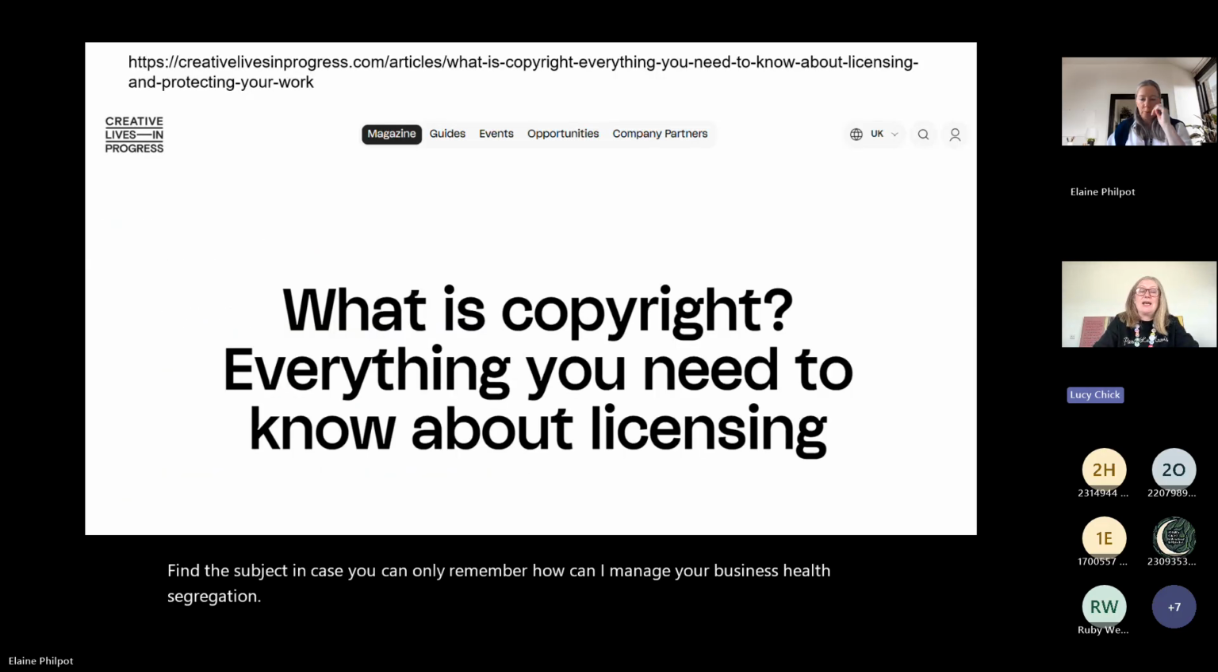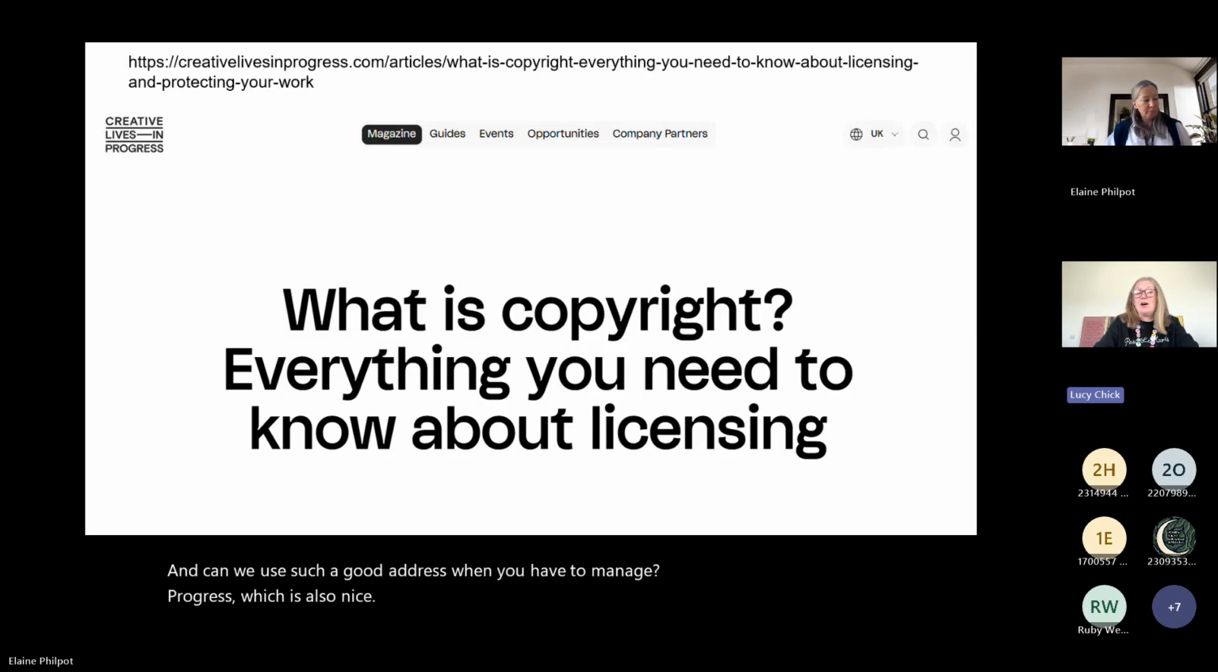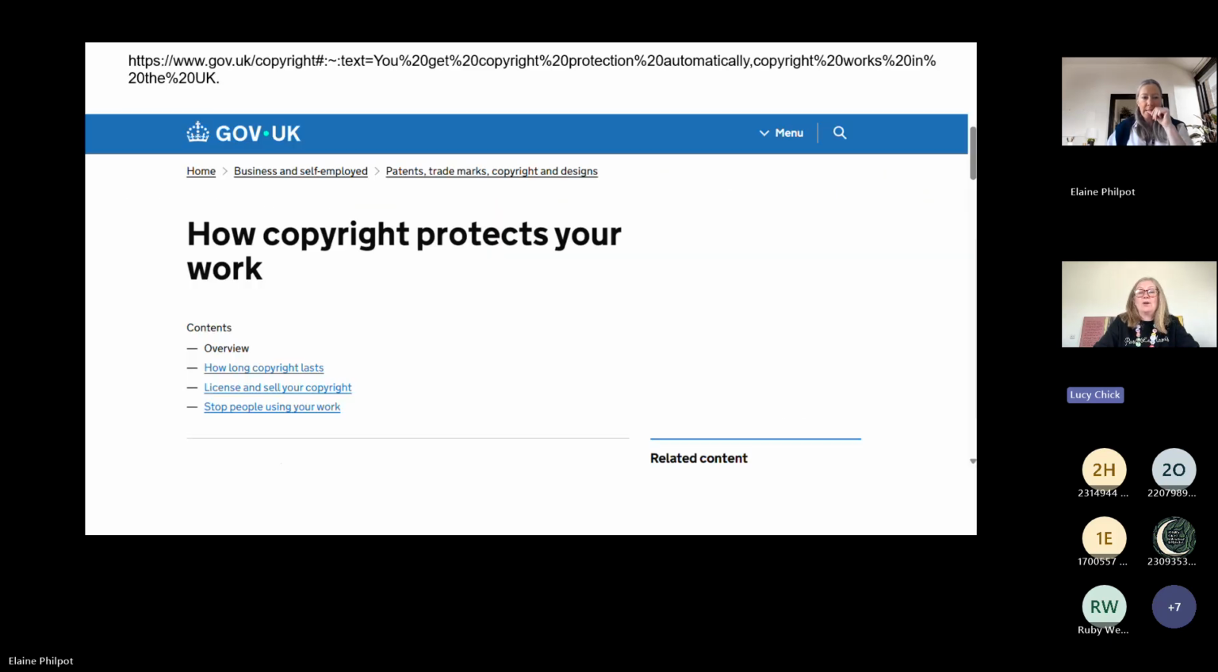They've got a usage calculator. It's really, really important. Creative Lives in Progress, which is also a great site, has really good information in one of their guides about what is copyright and how to understand licensing. So it's really useful as well. And this is also a really useful site. DACS, Artist Resale Right, has got more information about it and how it works. And gov.co.uk has also got information about copyright. This is more general, and some of the other sites are more specific to your discipline, but this is really useful as well.